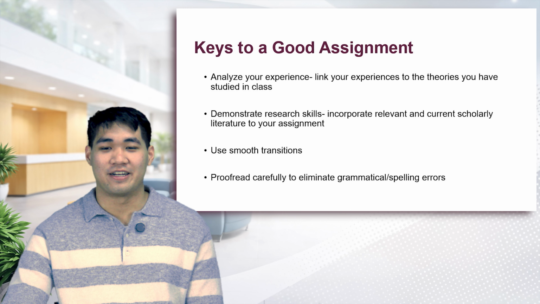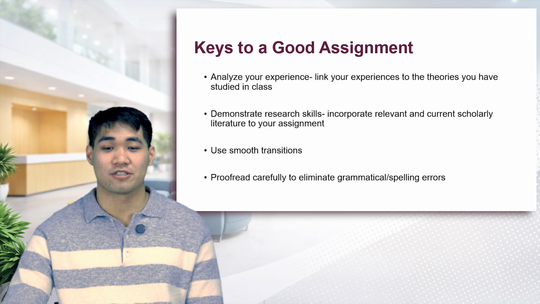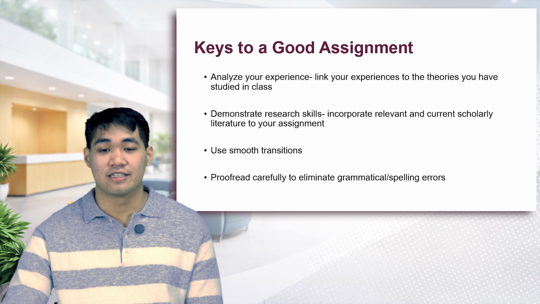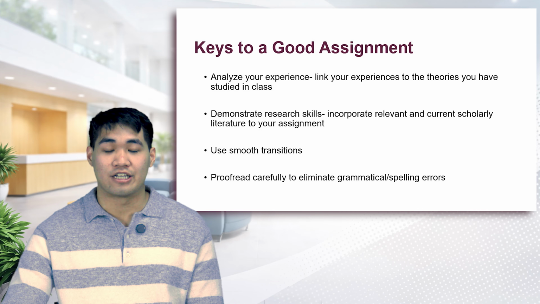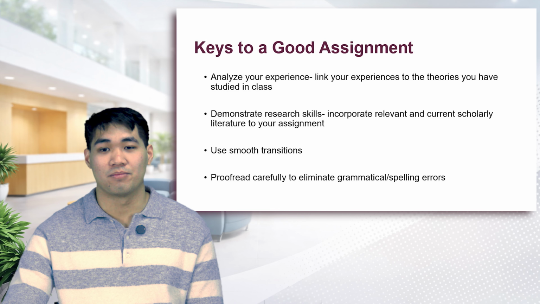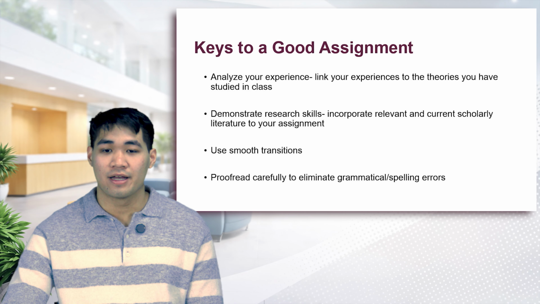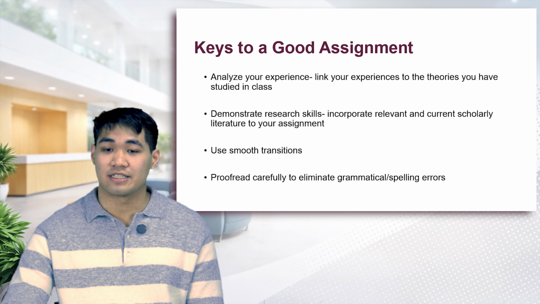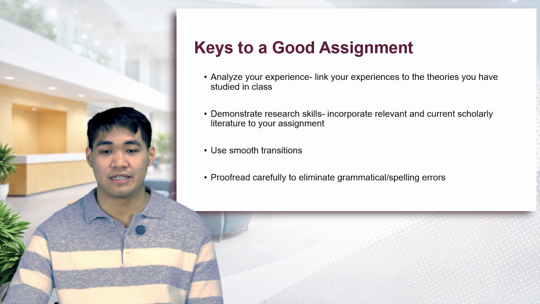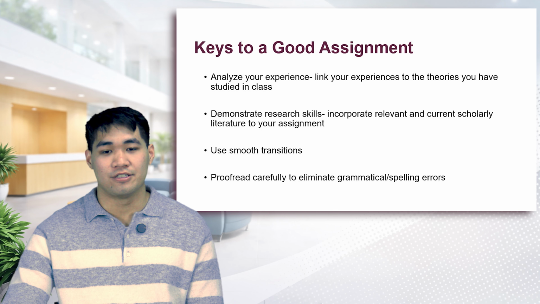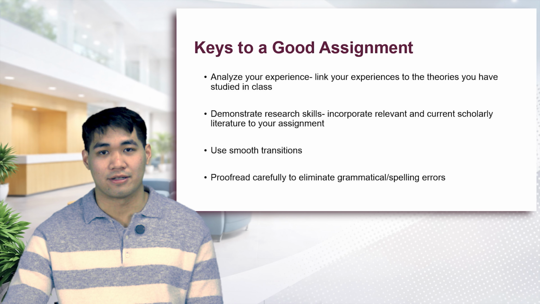Demonstrate research skills by incorporating independently sourced scholarly literature that is current and relevant to your examples. This adds credibility to your analysis and shows initiative beyond the assigned readings. Organize your writing into a clear introduction, a well-developed body, and a conclusion. Use smooth transitions between sections to make your reflection easy to read and logically coherent. Use precise language, avoid casual expressions, and carefully proofread to eliminate grammatical or spelling errors.